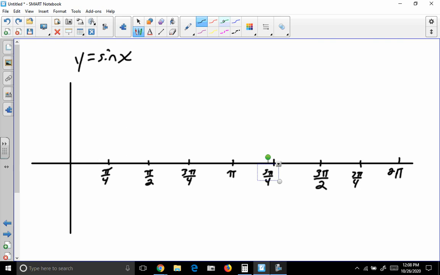And we could also, if we wanted to, put marks for pi over 6 and pi over 3. I'm going to put those in. Don't have to have those. But in every quadrant, between every 90 degrees or every pi over 2, we have 3 special angles in there. So 3 tick marks.